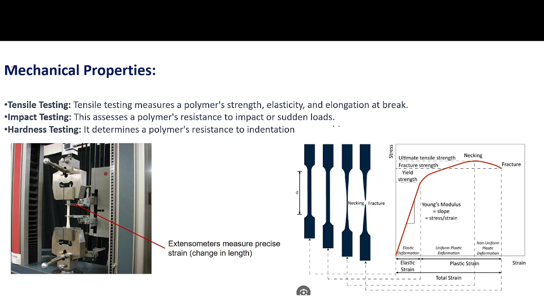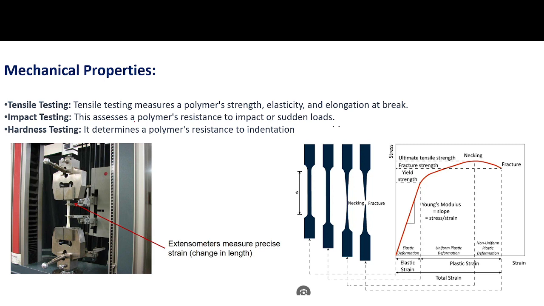Another characterization technique is mechanical property testing. From mechanical property we can get the tensile strength, impact strength, hardness testing, etc. Tensile strength is how much weight our polymer can sustain before it breaks. Impact testing is how much sudden load the polymer can take, and hardness is the resistance to indentation, that is, how hard the surface is against indentation.